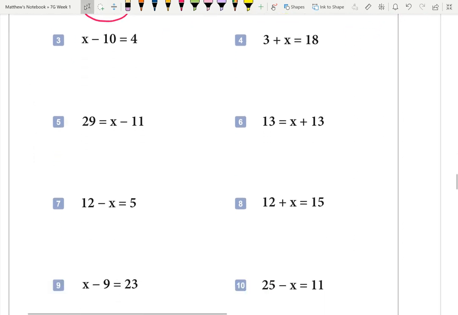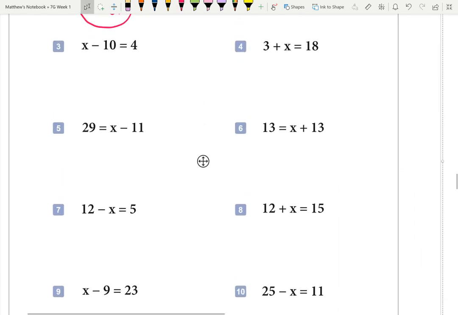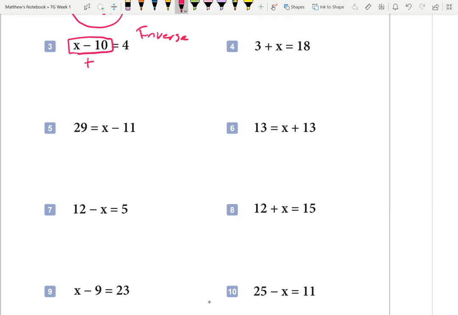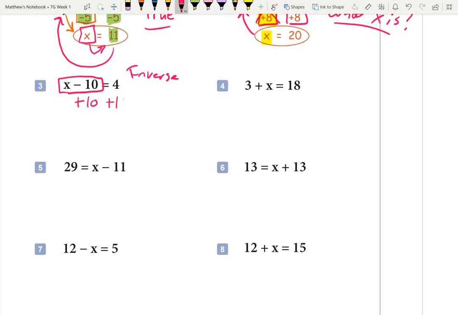So let's go ahead and work on a few more of these problems that you guys completed yesterday. So here we've got x minus 10 equals 4. So again, I have x paired with minus 10. So I'm going to do the opposite of subtraction, the inverse it's referred to as, and add 10 to both sides. Because it's just like a scale. What I do to one side of the equation, I have to do to the other.